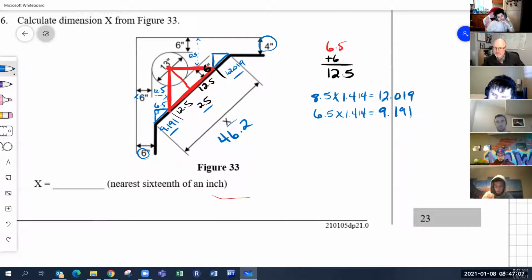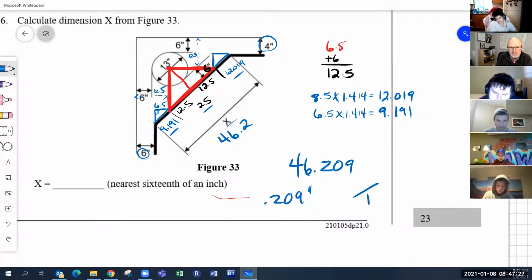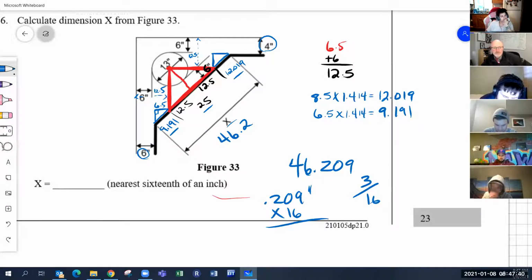It wants the nearest 16th. You want it to the nearest 16th? Oh yeah, for X. So that's 46.209, and so we take 0.209 inches. We want 16ths, so we times that by 16. So that's 3/16. 46 and 3/16.